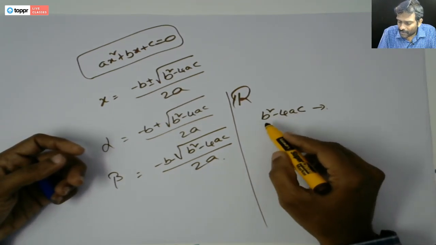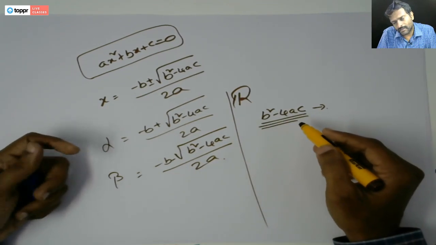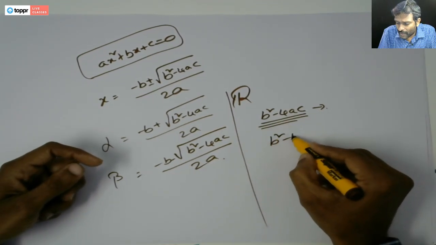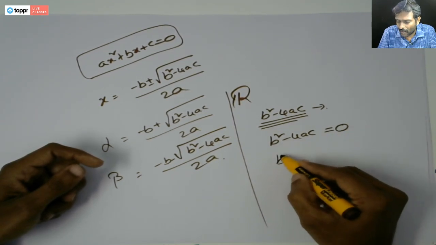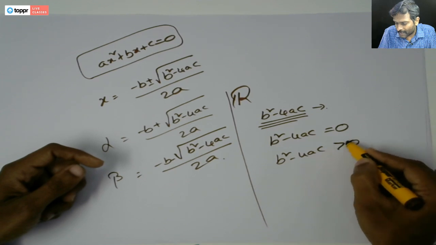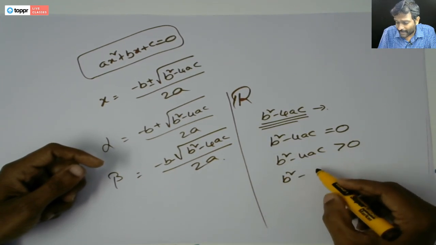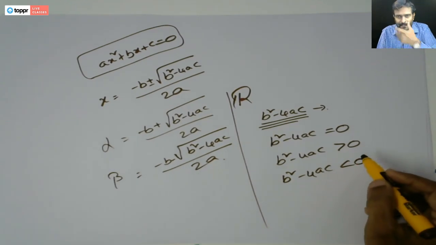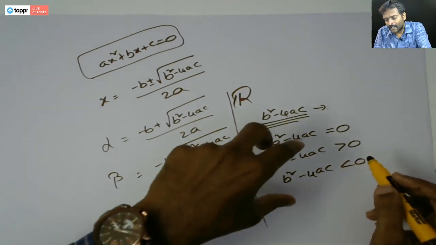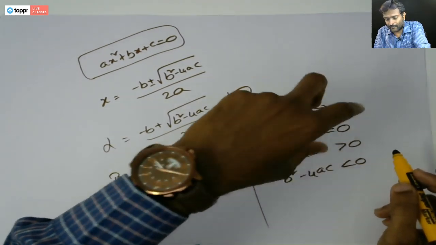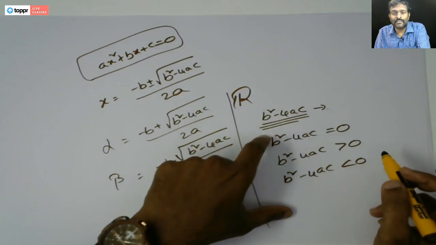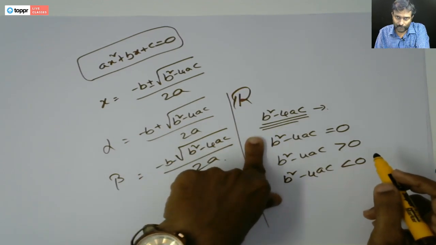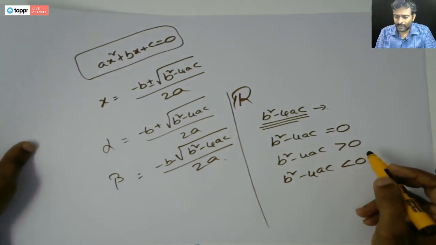So what are the conditions? If you talk about the law of trichotomy, b² - 4ac should be equal to 0, or b² - 4ac should be greater than 0, or in the final case, less than 0. So the roots will depend upon the nature of this, whether it is 0, greater than 0, or less than 0. It depends upon these three situations what type of roots we are going to get. So let us see what the situations will be for each of these cases in the real number system.